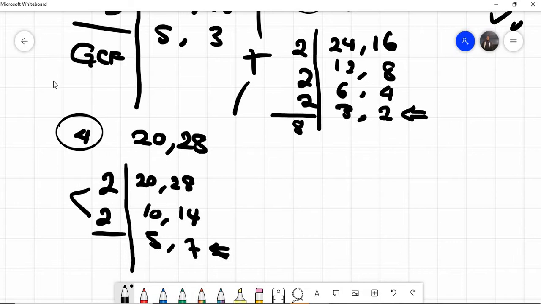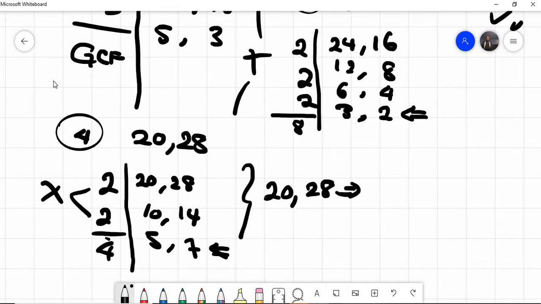And then we multiply these two: 2 times 2 is going to be 4. Therefore, for 20 and 28, the GCF is 4, because 20 divided by 4 is 5, and 28 divided by 4 is 7. So this one is the GCF, which is correct.